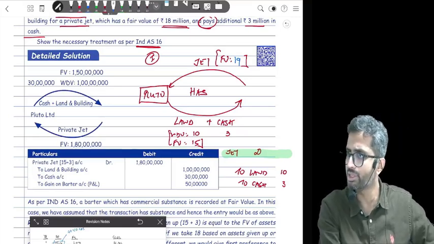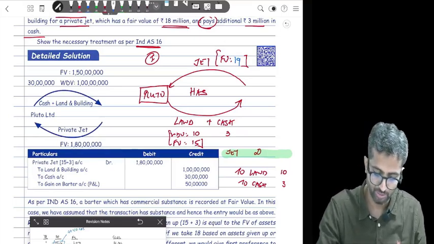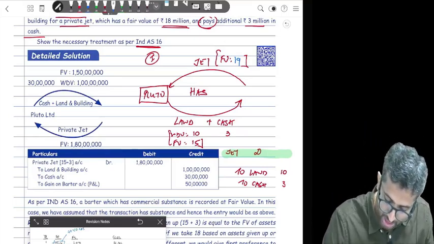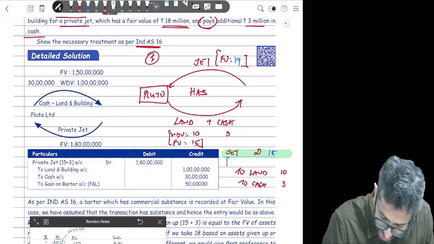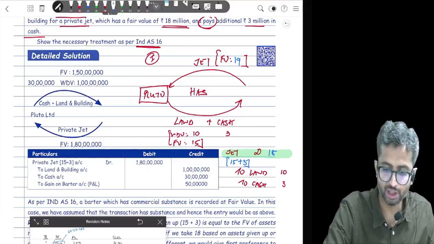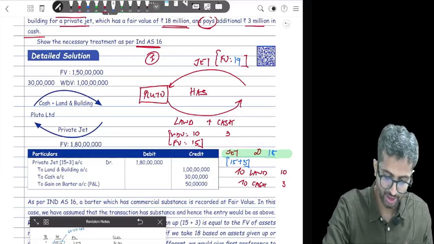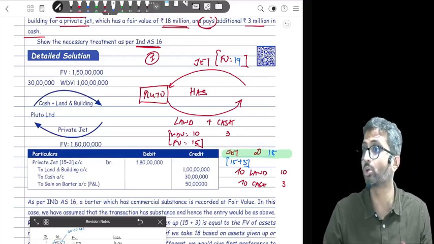Are we clear with this? So over here this is going to be, let us say, 18, and this 18 is calculated as 15 plus 3. Are we clear with this, everyone? Yes, okay. So this is 18 calculated as 15 plus 3.